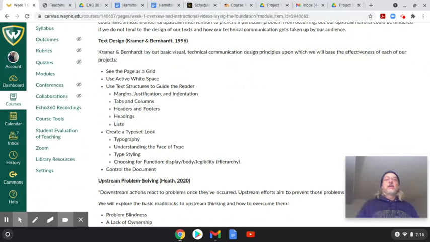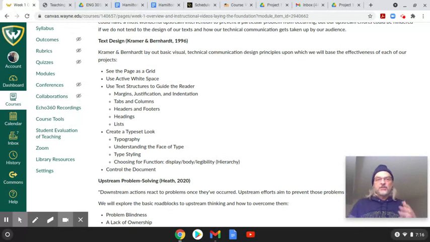For this week, we're reading Teaching Text Design by Kramer and Bernhardt. We will refer to this text throughout the semester, so please do take the time to read it. I don't want to say it's a tad long, but it's very accessible. Kramer and Bernhardt do a really good job of setting out the foundation of what we mean by text design and how it relates to technical communication, which you'll read the introduction to in our practical strategies book. It talks about what technical communication is.